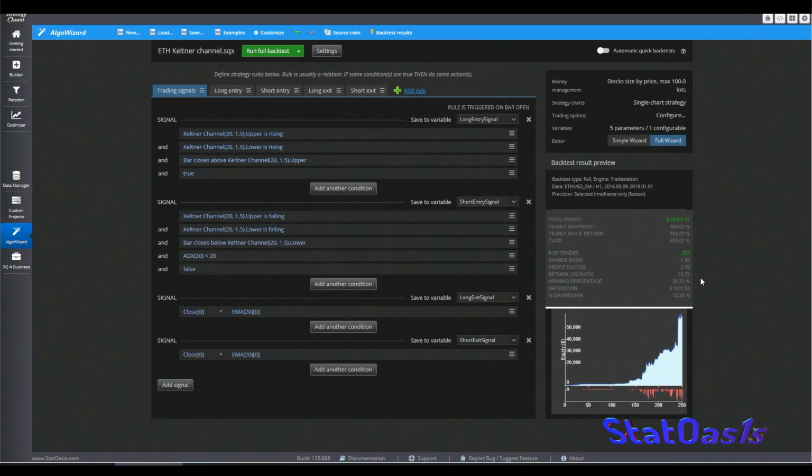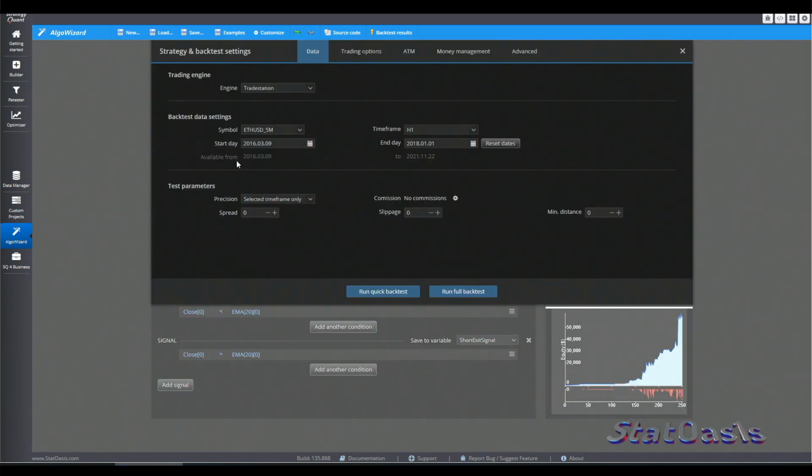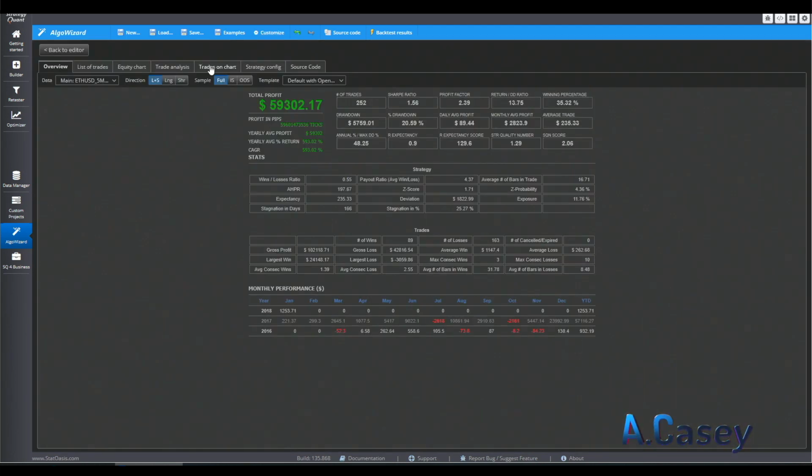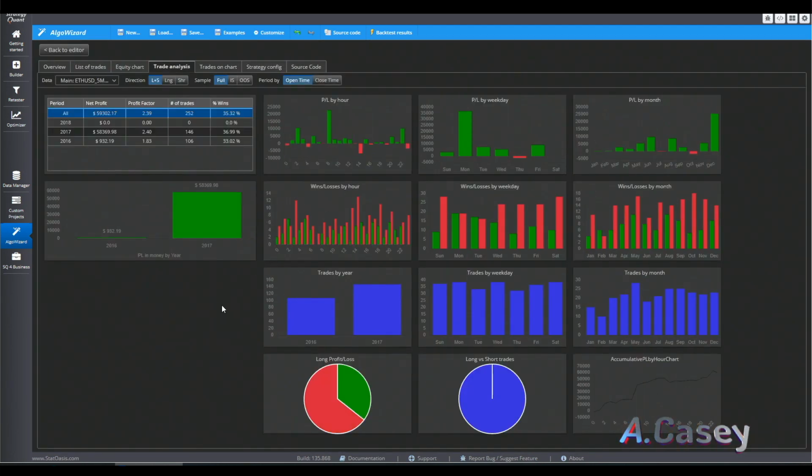Okay, so we are back to the long side. We have 252 trades, and this is really good because the data we have is actually less than 2 years. So a very good number of trades. And then we can see trade analysis.